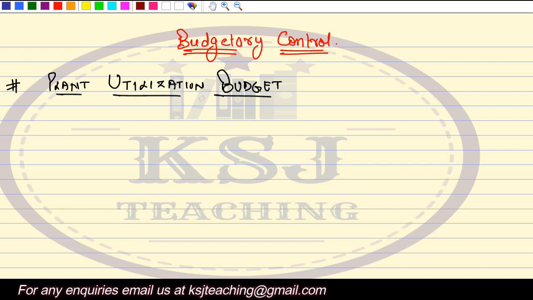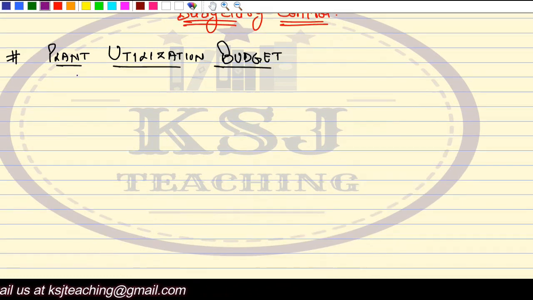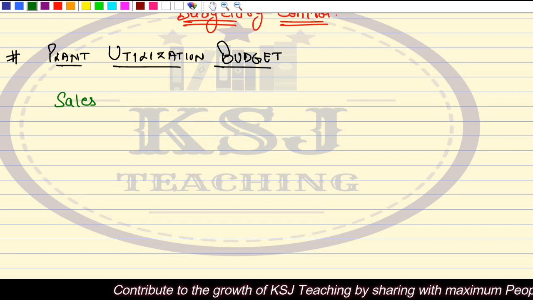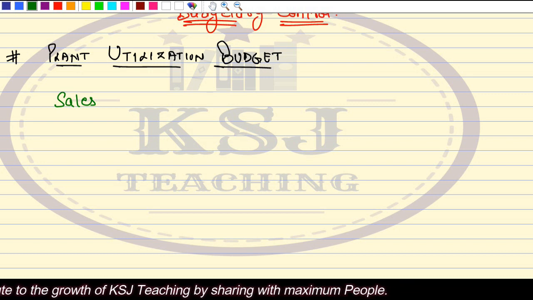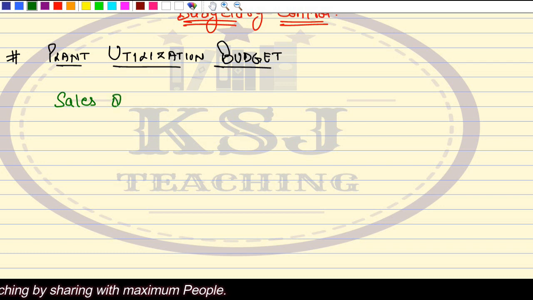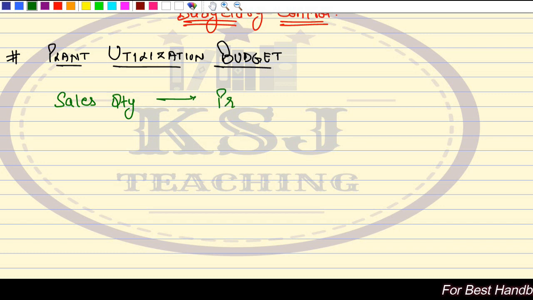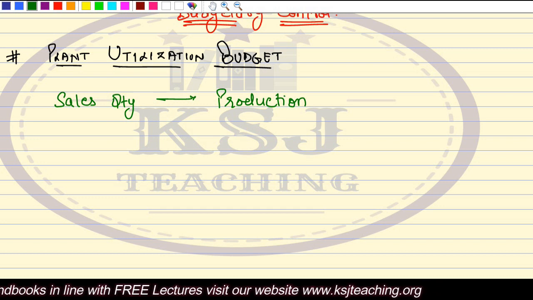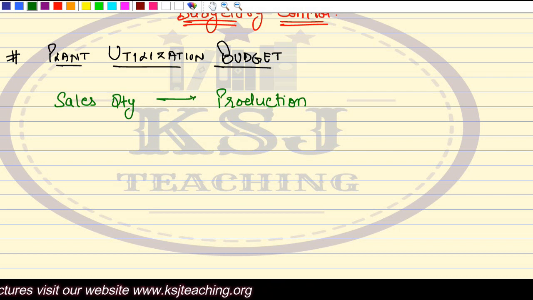Now, what is plant utilization? Try to understand what we have studied so far. We have studied first the sales budget, that is, what is the sales quantity that you want to sell, whether it is area wise, product wise, quarter wise, or period wise, whatever it is. So you decide upon the sales quantity you want to sell, isn't it? On the basis of the sales quantity, you decide what is the production to be done. That's what we have done. On the basis of what you want to sell, you decide what you want to produce, because if we don't know what we want to sell, we don't know what we want to produce, isn't it?